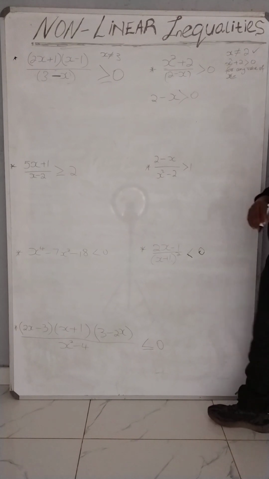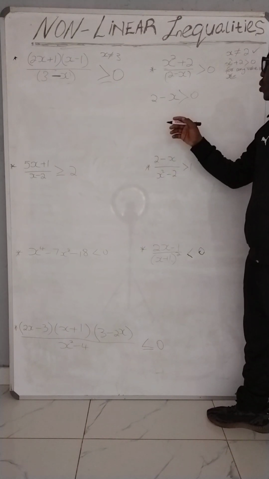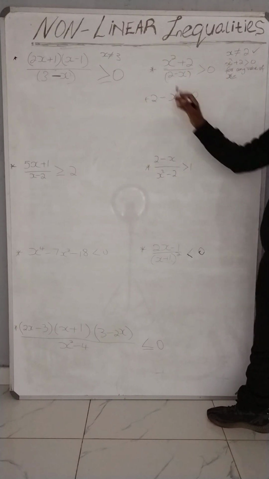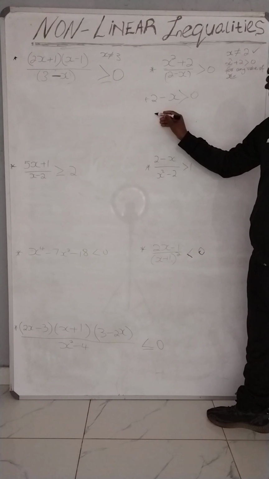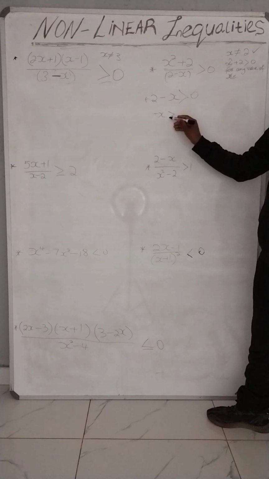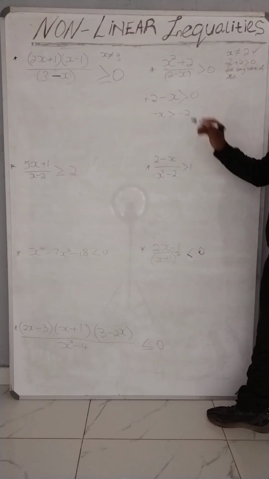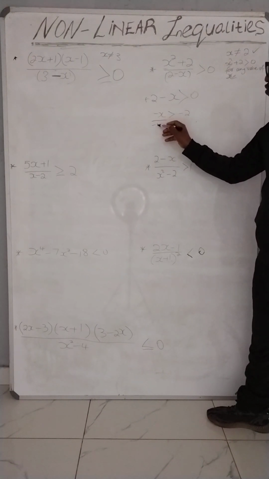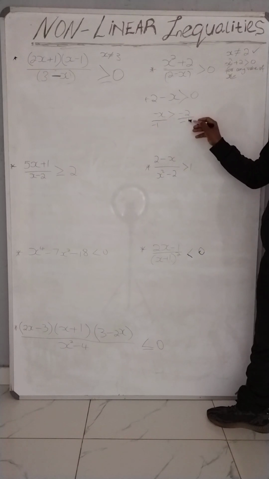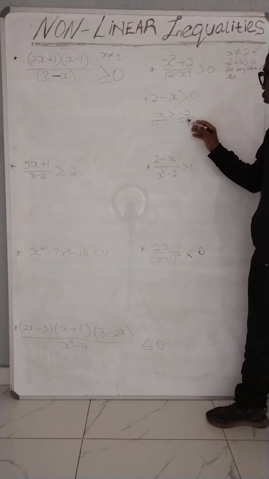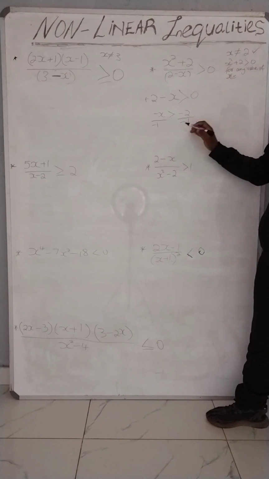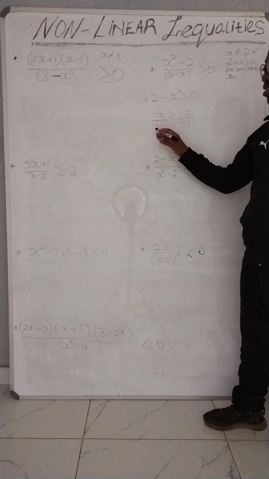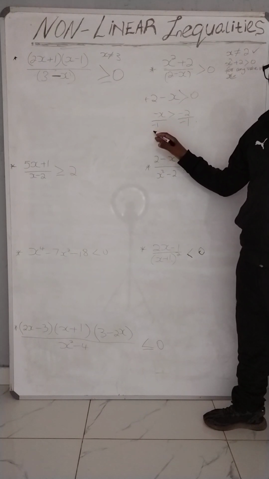Alright, so therefore what you do is take this positive 2 to the other side, and it's going to be negative. So you remain with minus x is greater than minus 2. Then you divide here by a negative 1, and you divide here by a negative 1. Therefore, the sign is going to change because we are dividing by a negative, guys.